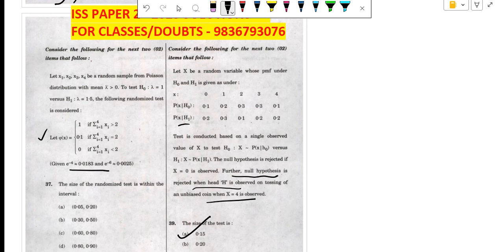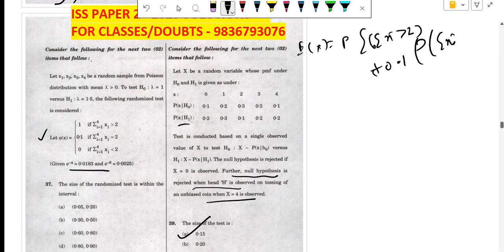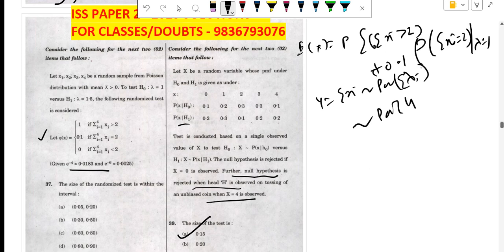Okay, so for this, the expectation of phi is P(summation of Xi greater than 2) plus 0.1 into P(summation of Xi equal to 2) given lambda equal to 1. Remember that here Y equal to summation of Xi is following a Poisson distribution with parameter summation of lambda i, that means Poisson of 4.